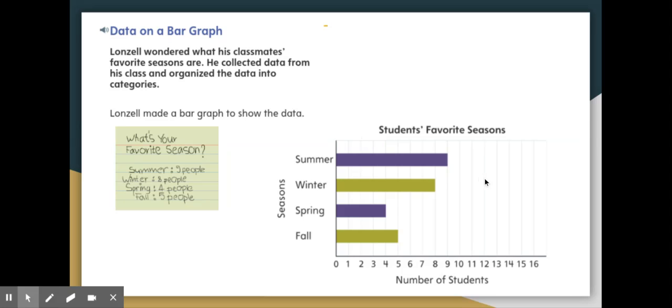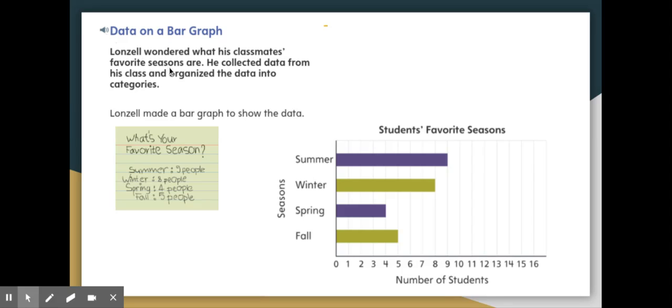Here is a horizontal bar graph. That just means the bars are going out to the side and the numbers are at the bottom. So here's data on another kind of bar graph. Again, you can review this later on Pearson and listen to it again.